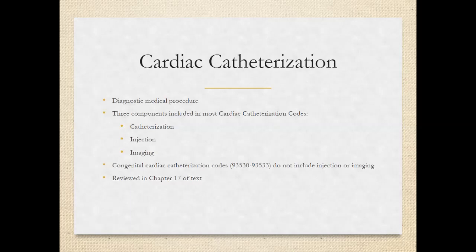The second component is the injections. These are coded by what vessel is being injected. Last is the imaging. There are only two codes. Read the description carefully. So congenital cardiac catheterization codes are 93530 through 93533. They do not include injection or imaging. And a lot of this was reviewed in chapter 17.